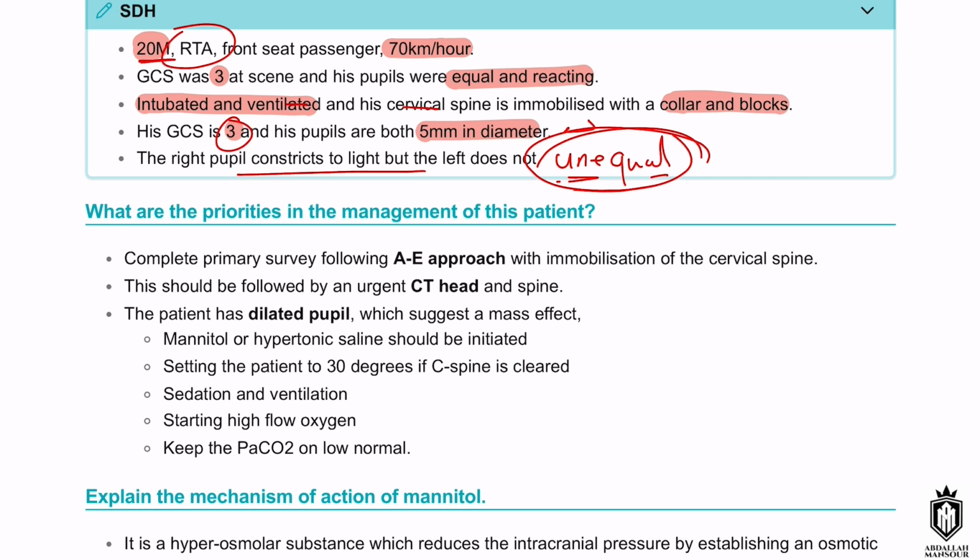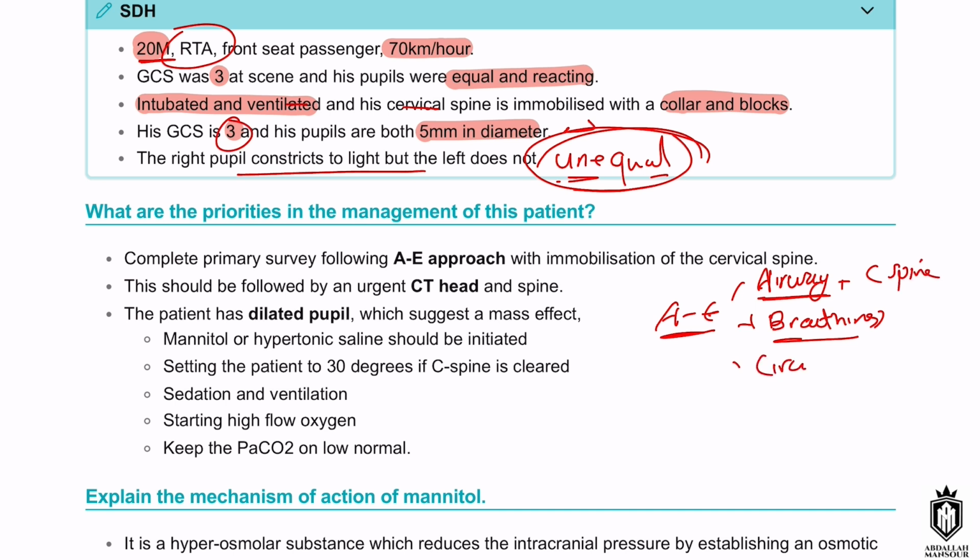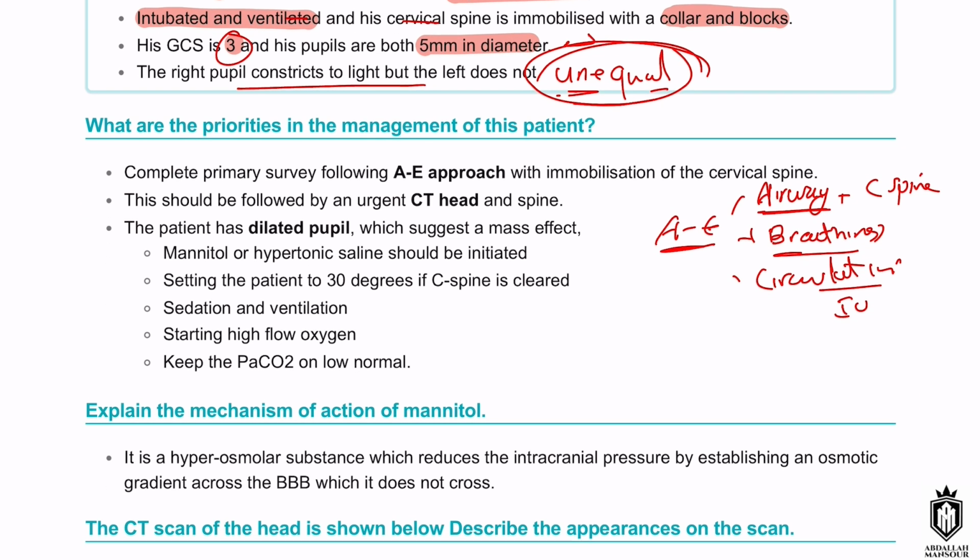Obviously, this is a polytrauma patient, so you will need to do a full A to E assessment for this patient, making sure their airway is patent and secure, and they're getting adequate oxygenation on breathing. That will happen by giving them adequate oxygen by starting high flow oxygen, etc., making sure their C-spine is secured as well, and for their circulation, make sure they have adequate IV lines and are started on fluid resuscitation.